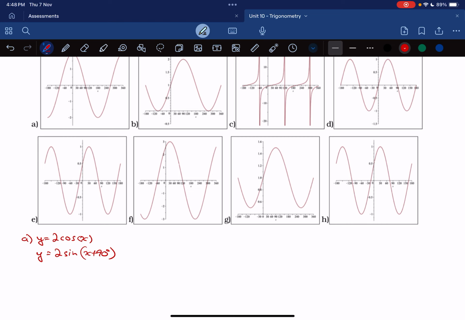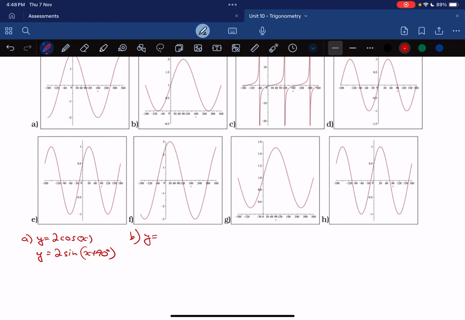Okay, so for the first one, we definitely have an amplitude of 2. So I have 2 cosine x. I also put 2 sine (x plus 90). So hopefully you can see that if you were to shift your cosine graph 90 degrees, you actually end up with what looks like a sine graph. So important to realize that.